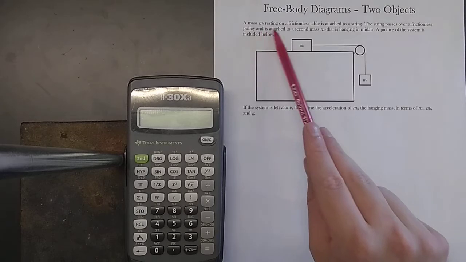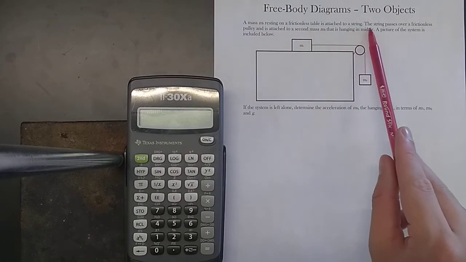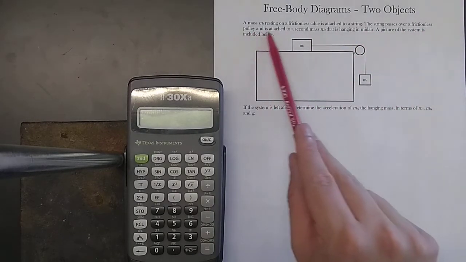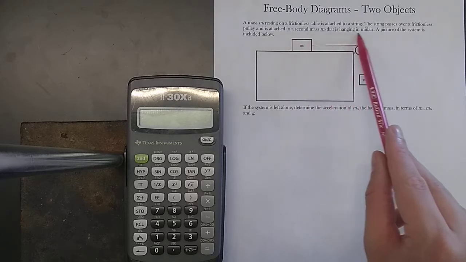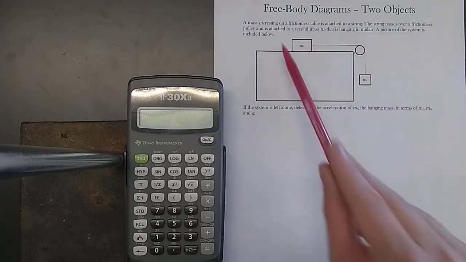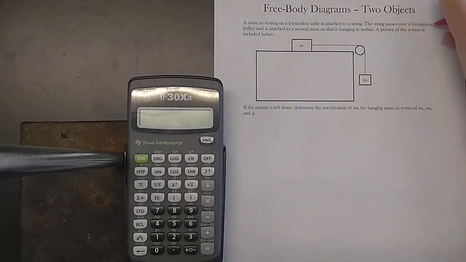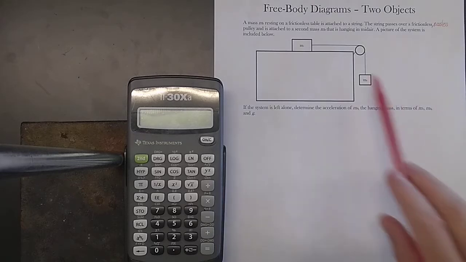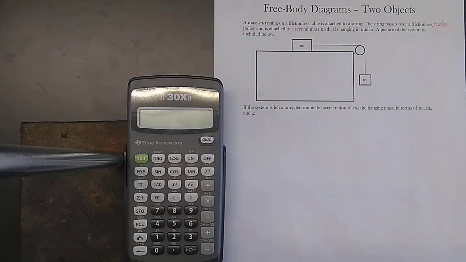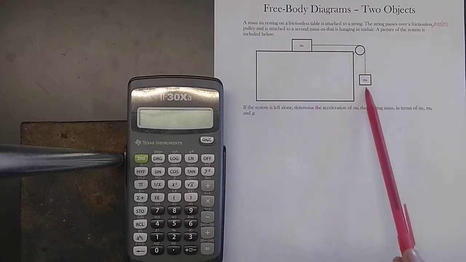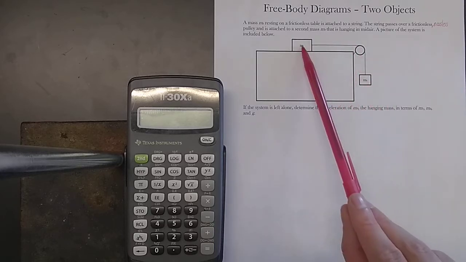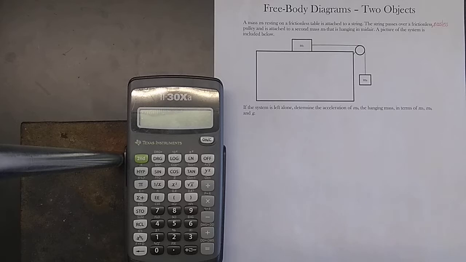A mass M1 resting on a frictionless table is attached to a string. The string passes over a frictionless pulley and is attached to a second mass M2 that is hanging in midair. A picture of the system is included below. And instead of just saying frictionless, it's actually important that we write frictionless and massless. I should have had that in there. What that means is we don't have to worry about the pulley at all. We are not concerned with that. The only things that we're concerned with are M1, the string connecting it, and M2.